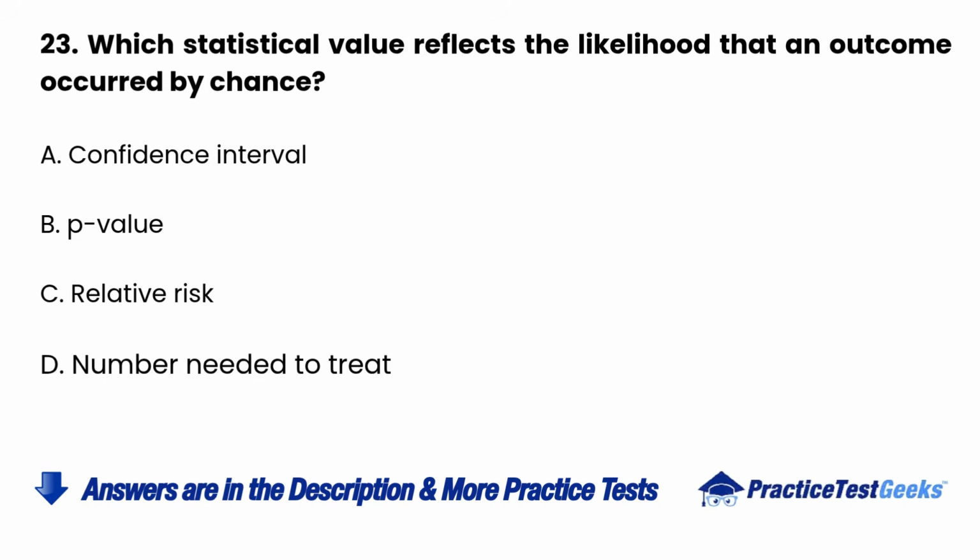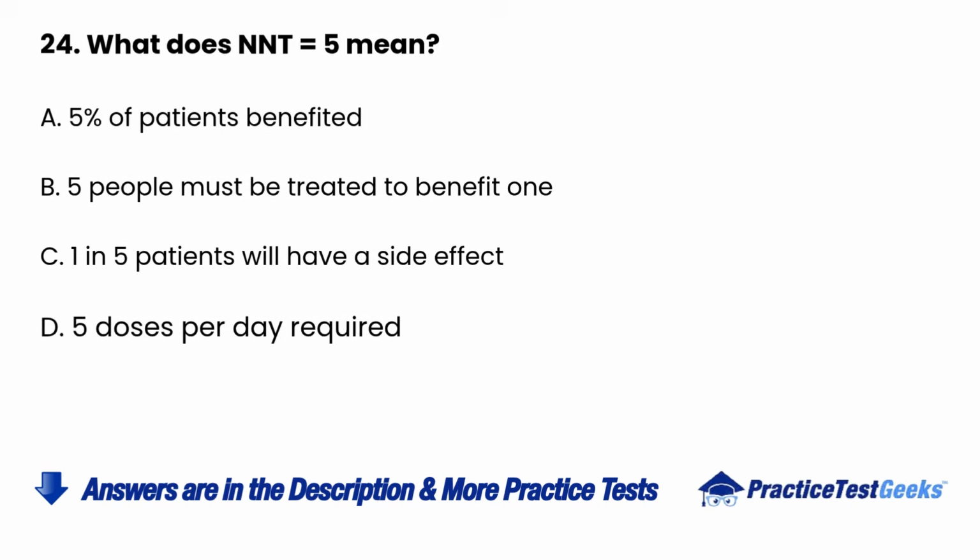23. Which statistical value reflects the likelihood that an outcome occurred by chance? A. Confidence interval. B. P-value. C. Relative risk. D. Number needed to treat. 24. What does NNT equal 5 mean? A. 5% of patients benefited. B. 5 people must be treated to benefit 1. C. 1 in 5 patients will have a side effect. D. 5 doses per day required.